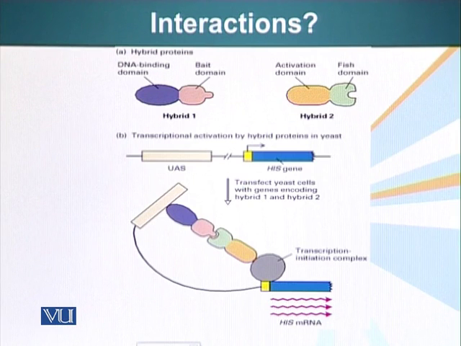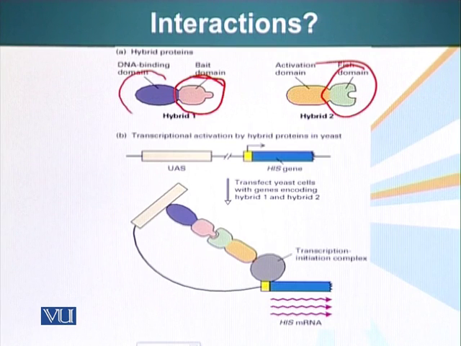So let's look at this. Here we have a question whether this pink protein interacts with the green protein or not. So what we do is we take a transcription factor and split its two domains. Here's the DNA binding domain of this particular transcription factor, and here is the domain which recruits other transcription factors, or ultimately RNA polymerase. So we introduce these two proteins into a system.